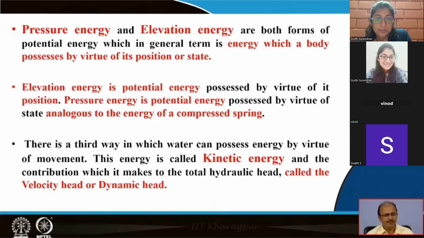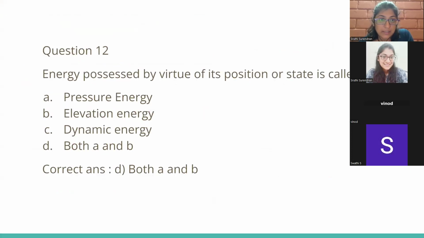So these are the three terms. The velocity head is the energy that is possessed by water by virtue of the movement of water, by virtue of its velocity, which is called kinetic energy as well as dynamic energy or dynamic head. So the correct answer in this case would be both A and B, pressure energy and elevation energy.